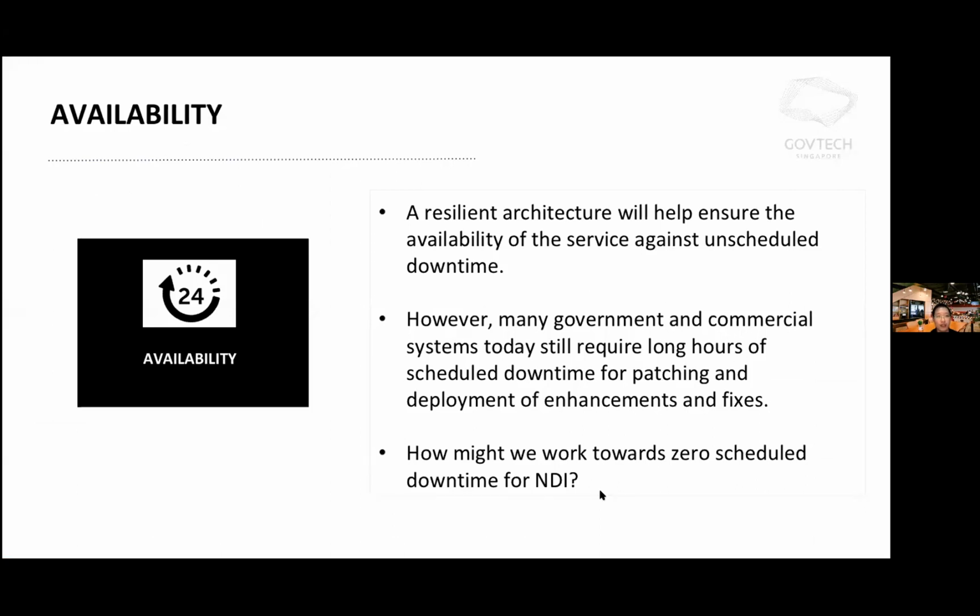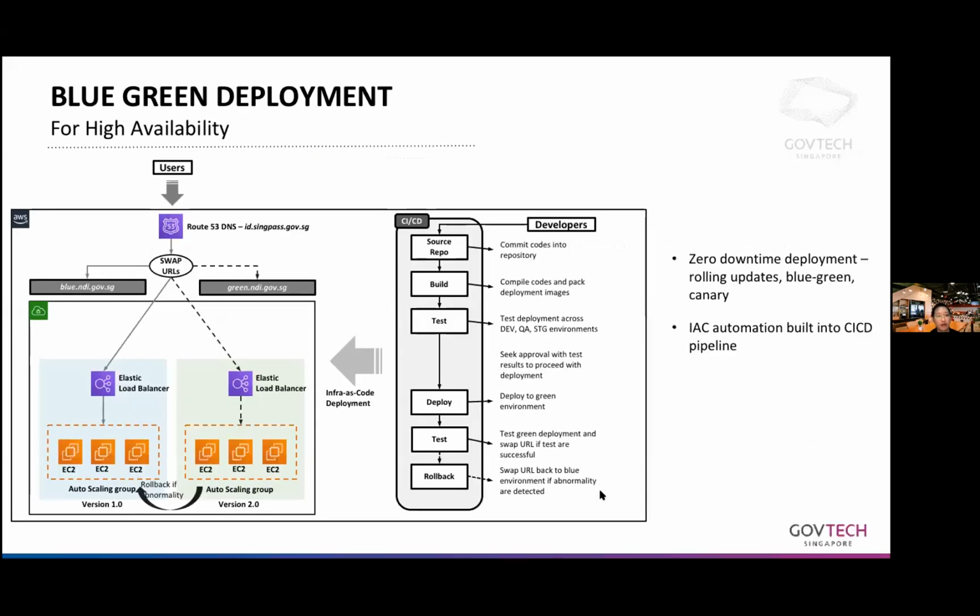Traditionally, availability is measured by the total uptime of the service minus unplanned downtime. But we often forget that scheduled downtime is also considered a downtime to the service as well. So how should we avoid it? NDI today uses a combination of approaches to achieve a zero downtime deployment, be it a rolling update, blue-green deployment, or canary deployment. It really depends how disruptive the deployment will be.